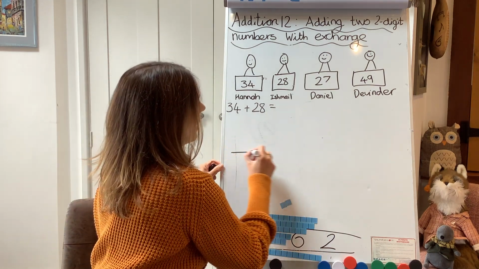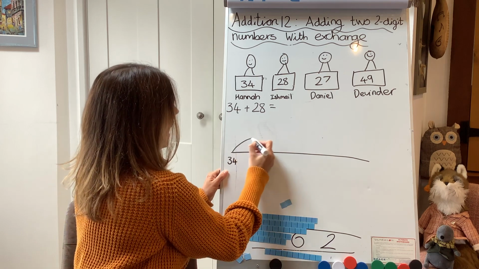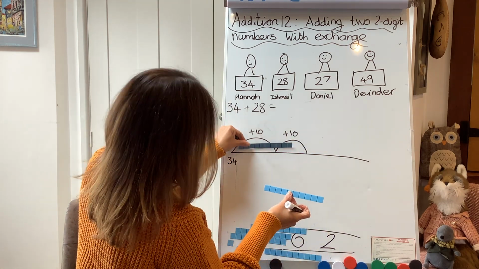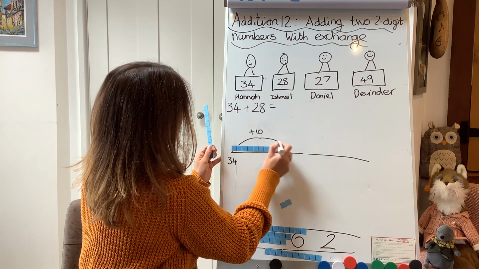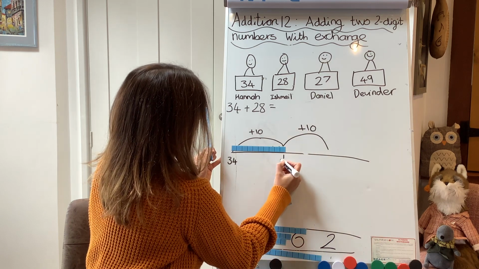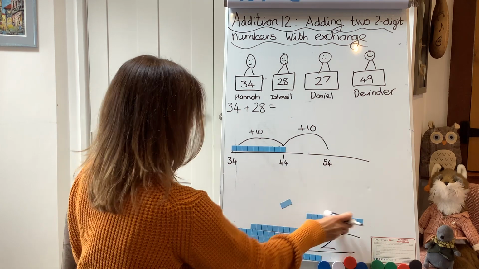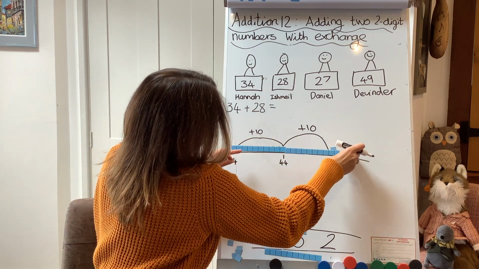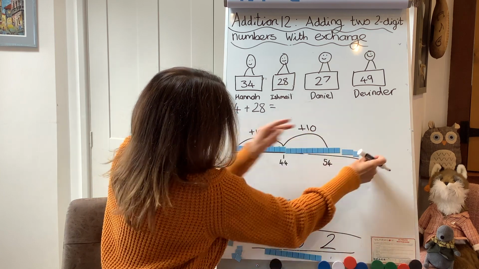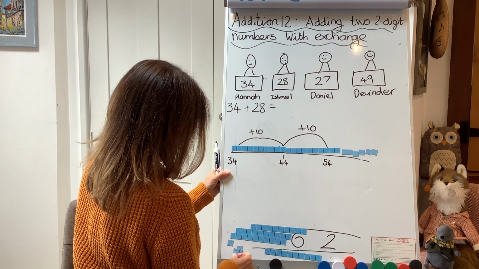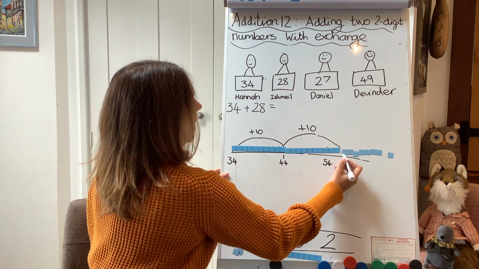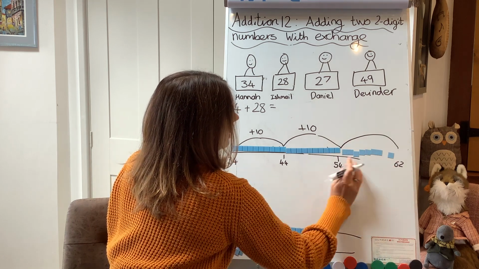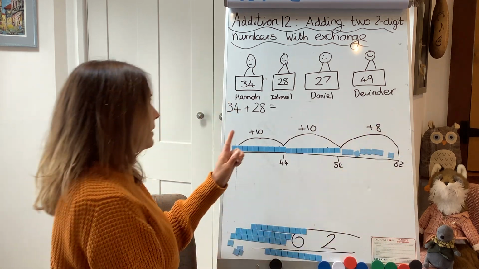So we can start with the bigger number 34 and we can add on 10 and 10, to take us to 44, 54, and we can add on 8, to take us to 62. Okay. So we've added on our 28, it takes us to 62.